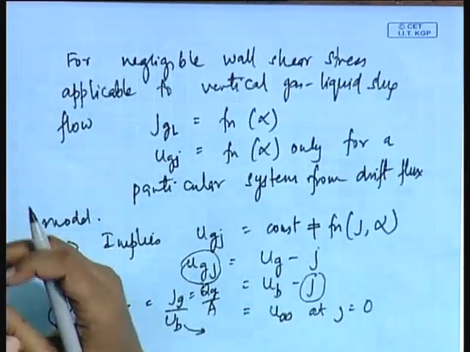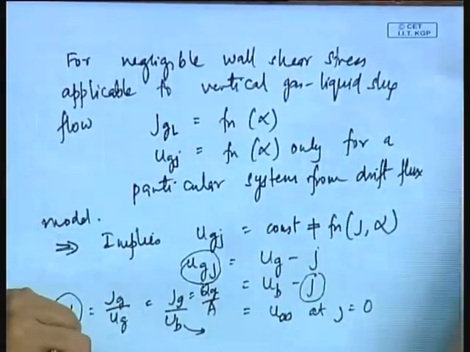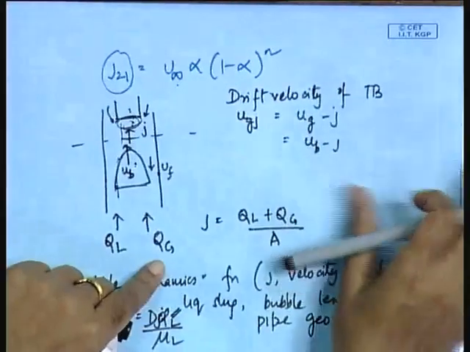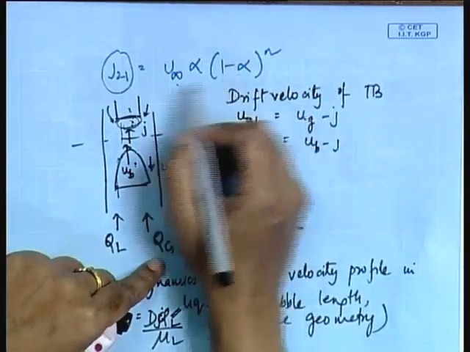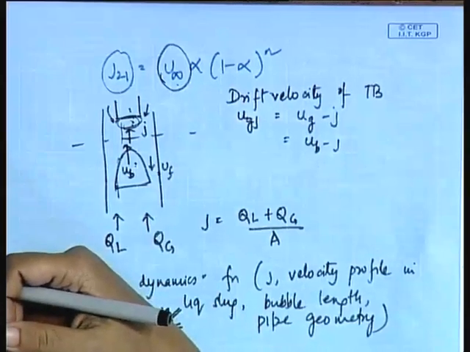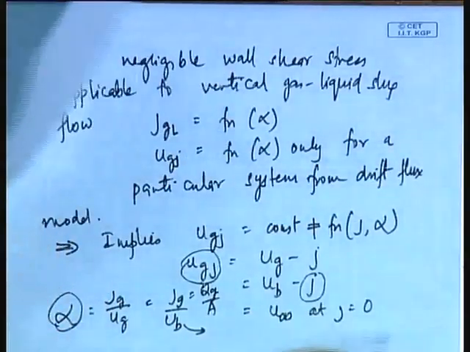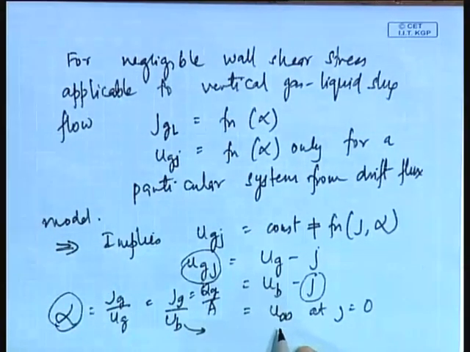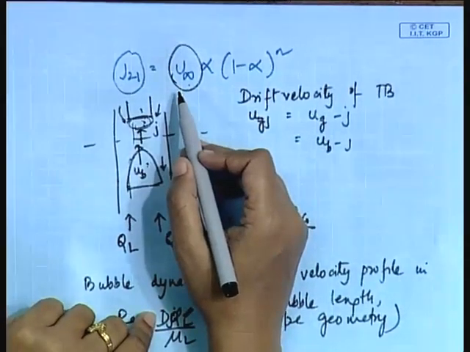So, we find that UGJ is nothing but equal to U infinity at J equals 0. Now, here I would like to mention one thing very categorically. So long we have been talking about U infinity. And in the drift flux model also I had shown you that the expression can be expressed as a unique function of alpha in this particular form. What was this U infinity that I had mentioned there? It was the velocity of a single bubble in an infinite medium. Remember, this U infinity and the U infinity which I have used here, both of them are not the same.